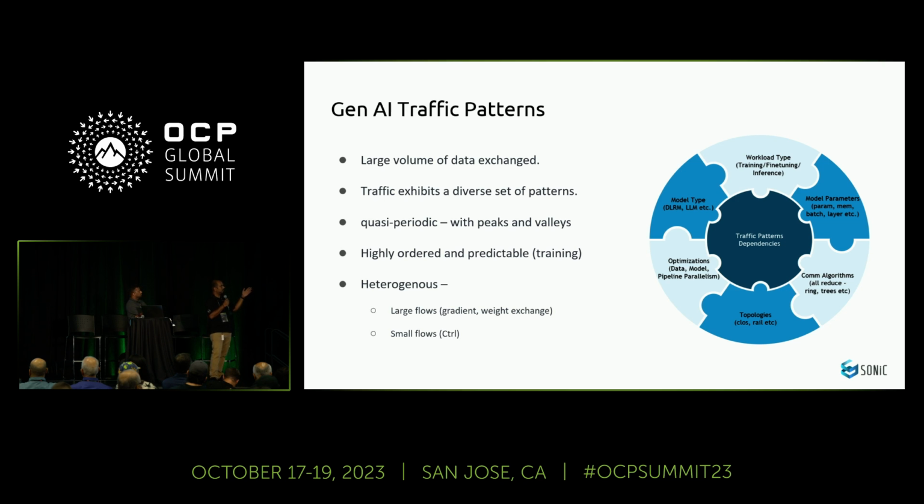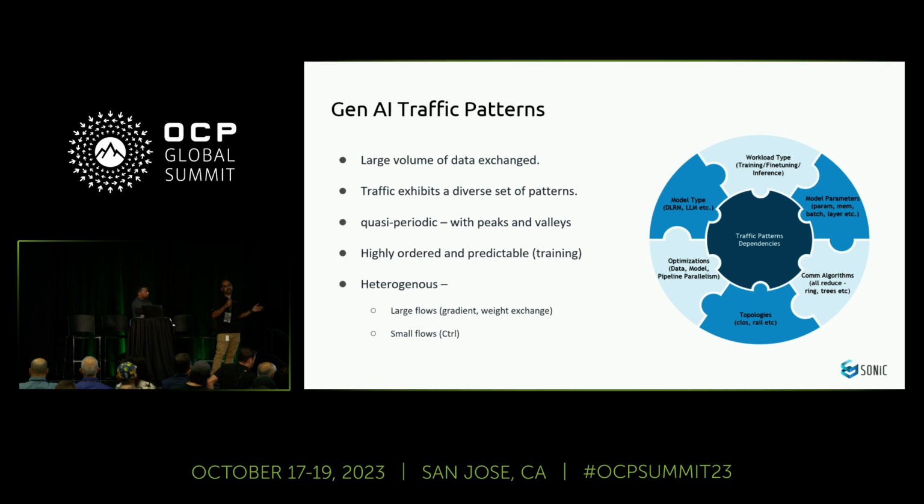Let's go one by one. The workload type: as I said, training and inferencing each have a different kind of problem. Training is network data heavy, so the network bandwidth requirement is huge. In the inferencing case, it's latency heavy. And then the next one, the model parameters, depends on how you tune your model parameters, how many layers, and how many batches.